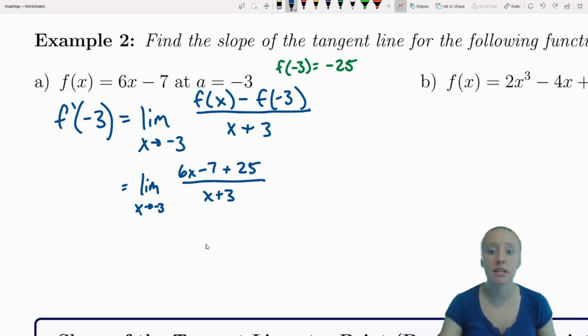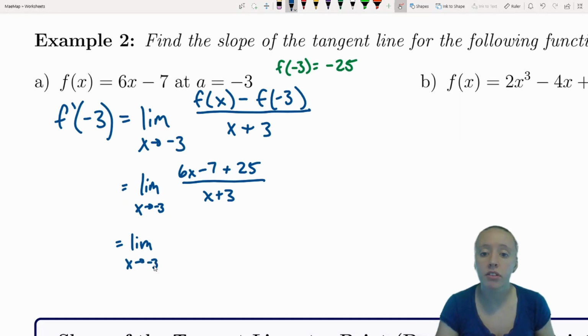So let's manipulate it. Combining negative 7 with 25, you can see that negative 7 plus 25 is going to give me a positive 18. So I'm going to have the limit as x approaches negative 3 of (6x + 18) all over (x + 3). And what can we do?